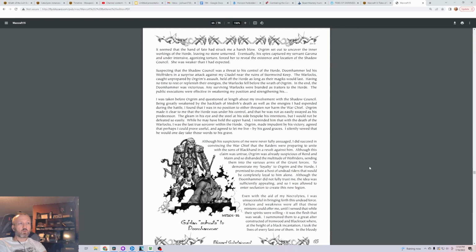I was taken before Orgrim and questioned at length about my involvement with the Shadow Council, being greatly weakened by the backlash of Medivh's death as well as the energies I had expended during the battle. I found that I was in no position to either threaten or harm the Warchief. Orgrim made it clear to me that the Horde was under his control and that he was not as easily swayed as his predecessor. The gleam in his eye and the steel at his side bespoke his intentions, but I would not be defeated so easily.